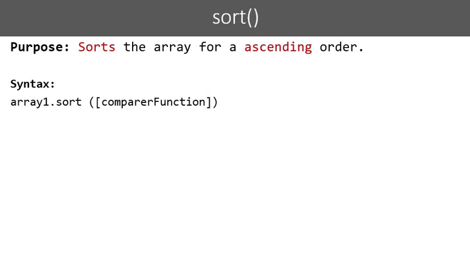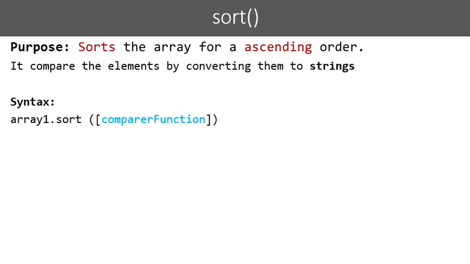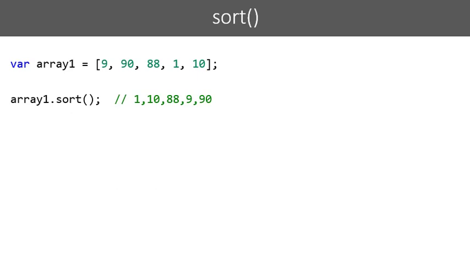Sort method is another important method. It sorts the array in ascending order. But you can provide a comparer function as a parameter to provide your own comparer logic for sorting. So here in this example, array1 is a numeric array. After invoking the sort method, it has sorted the array like this. The sort order of the elements is not correct. 9 is appearing after 88.